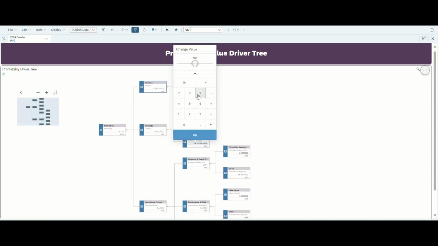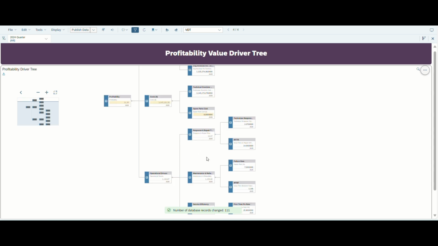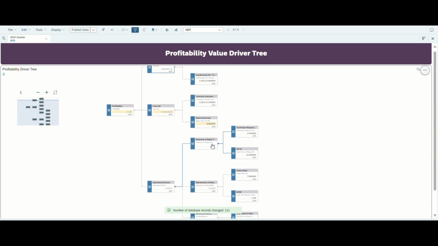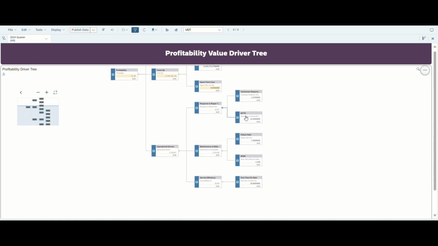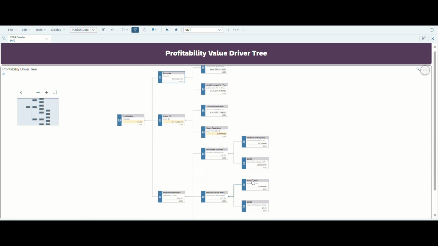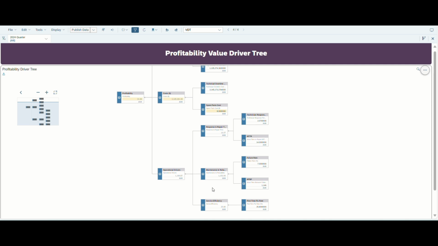improve margins. Service efficiency, measured through first-time fix rates, directly impacts both costs and customer satisfaction. Reliability adds another layer. Reducing failure rates and extending the time between breakdowns lowers service calls and spare part usage. Finally, faster technician response and repair times improve service quality and allow more jobs to be completed, driving profitability further.